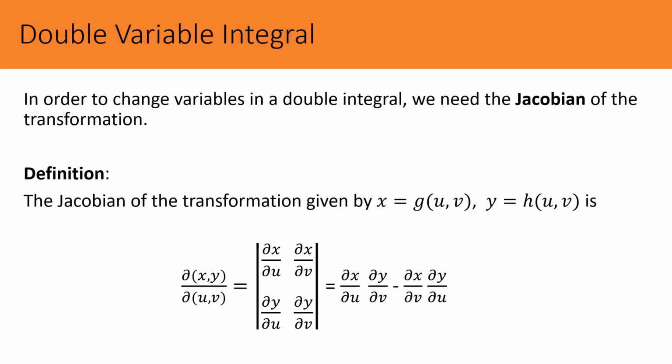Double variable integral. The change of variables can also be useful in double integrals. In order to change variables in a double integral, we will need the Jacobian of the transformation given by x equals g(u,v), y equals h(u,v). The Jacobian is defined as the determinant of a 2 by 2 matrix as shown on the slide. Now that we have the Jacobian out of the way, we can give the formula for change of variables for a double integral.